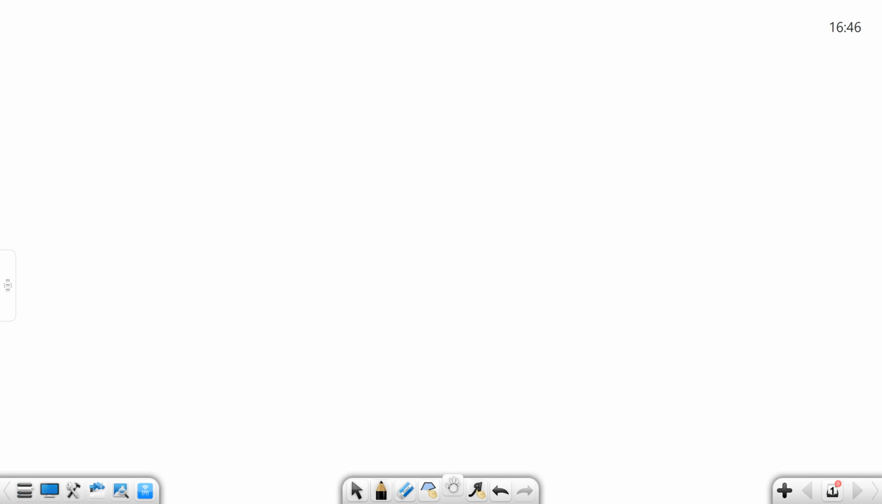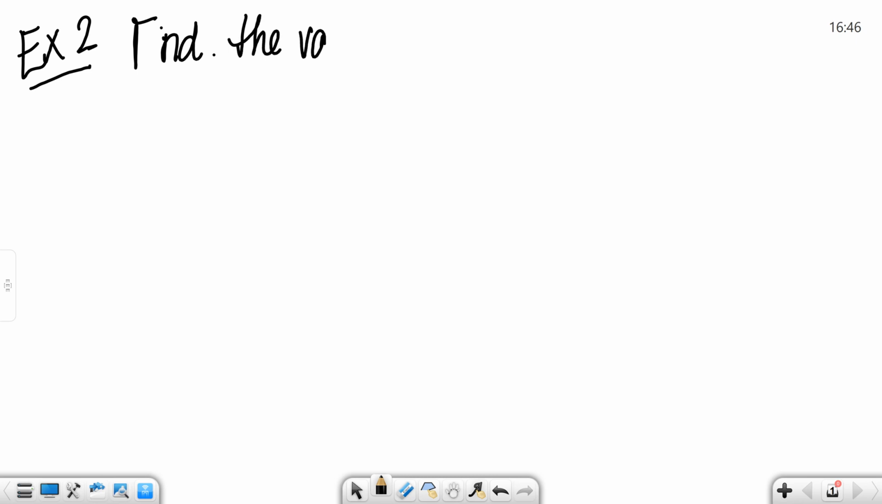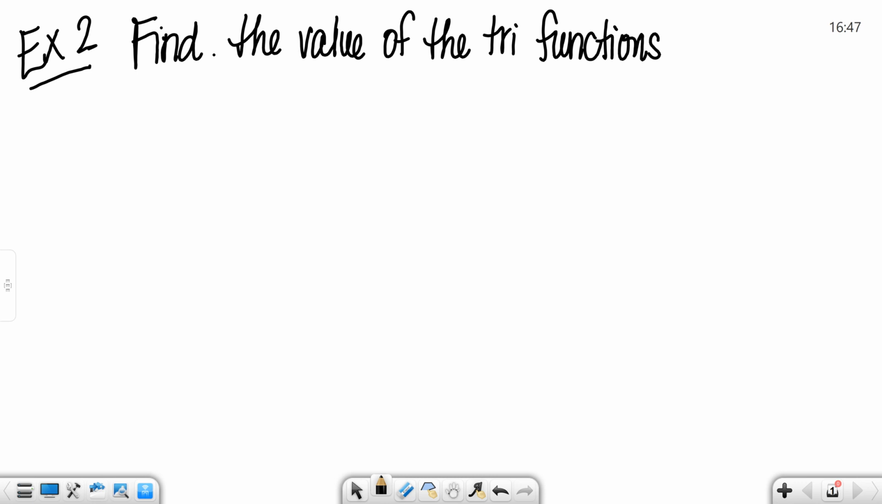So we got another type of problem that we're already ready to be able to solve. So let's do a different one. The directions are still the same. Find the value of the trig functions at, but this time it says t is equal to pi. All right, find the value of the trig functions at t is equal to pi.